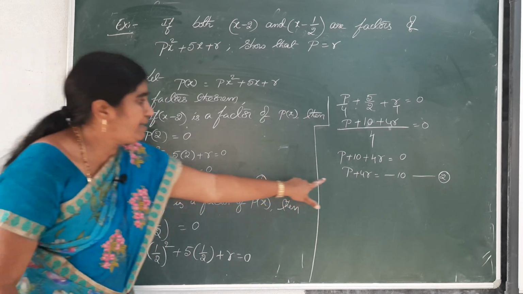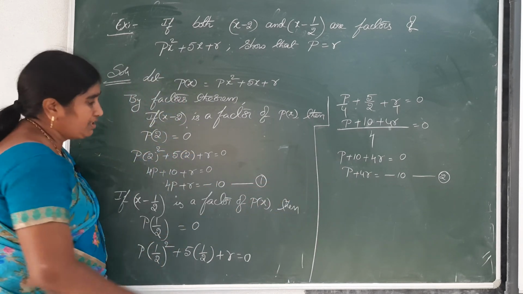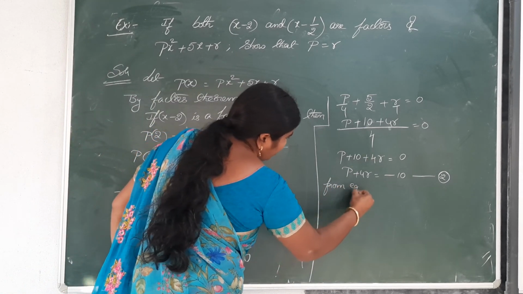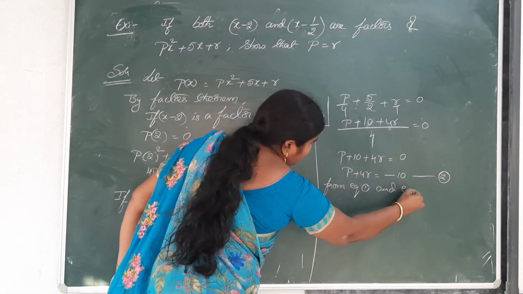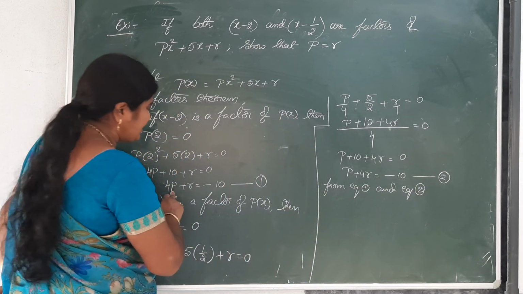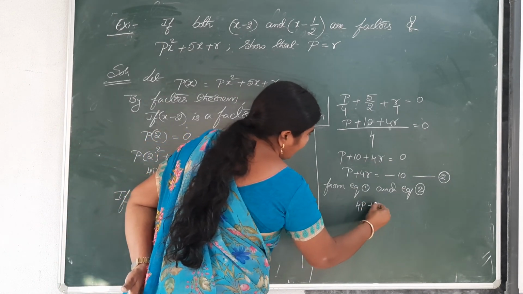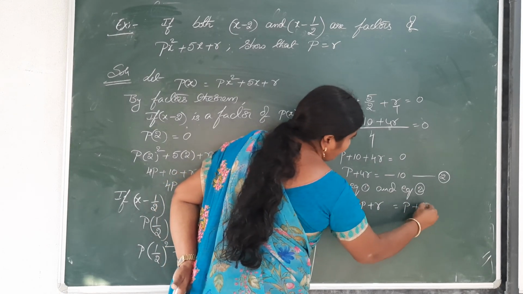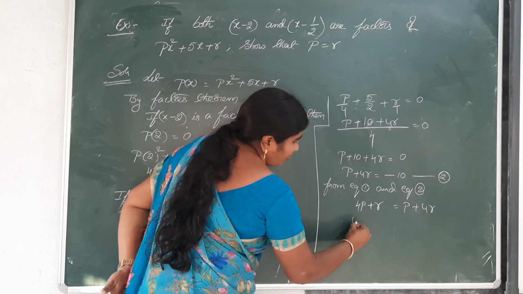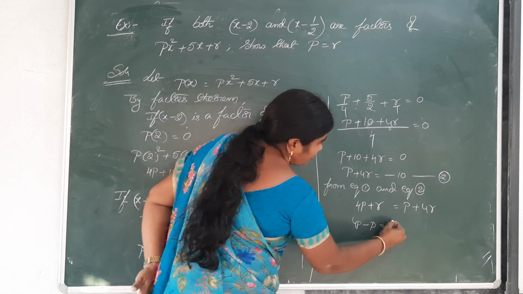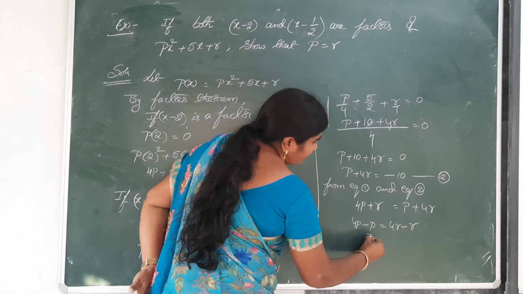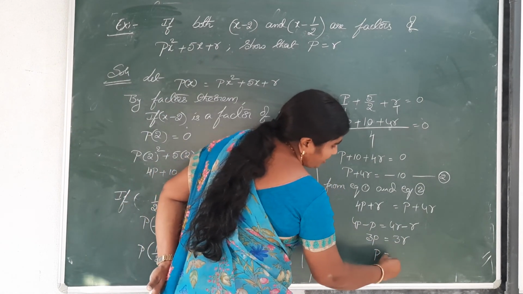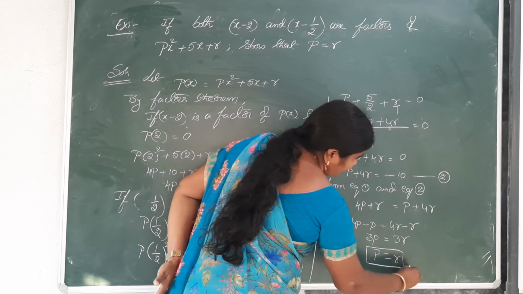From equation 1 and equation 2, the RHS are equal, then the LHS are also equal. Here the LHS of equation 1 is 4P plus R, and the LHS of equation 2 is P plus 4R. So 4P minus P equal to 4R minus R, 3P equal to 3R, cancel 3 on both sides, P equal to R. Hence proved.